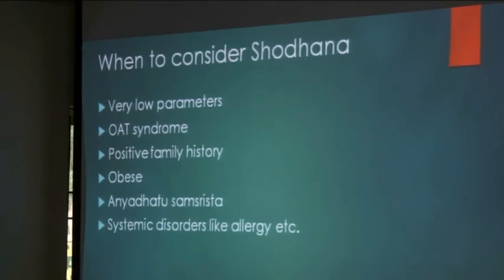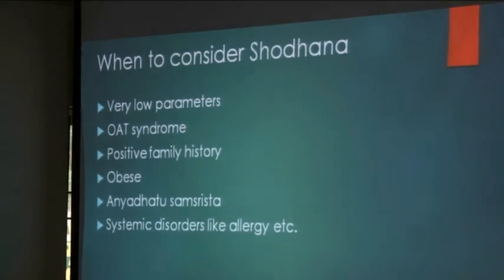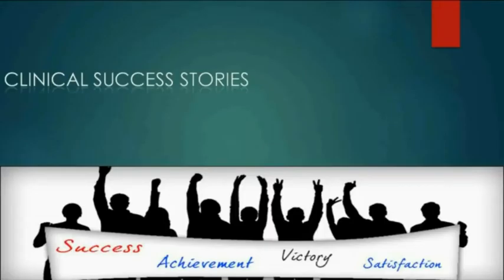Then those people who are obese, very obese, and then Anida Samsrushta, Virechana has to be given. Then systemic disorders like allergy, etc., because they are prone to anti-sperm antibodies. In such cases, you select Shodhana procedures. Then go for treatments. Some of the success stories or some data I will show here.